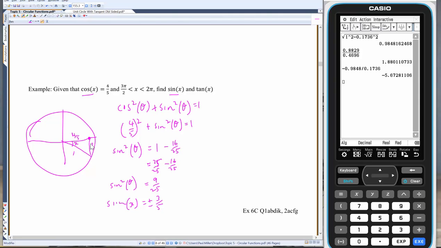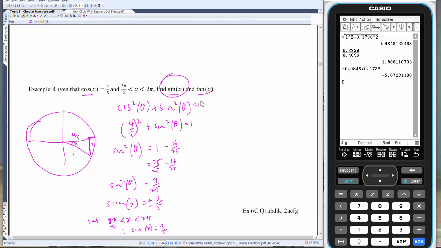Now, which one is it going to be? So we're going to say 3 pi on 2 less than x less than 2 pi. That's where we're looking. Therefore, sine x equals negative 3/5. So it's the negative version that I'm accepting, or I'm vetting out the positive one because of where I am in the unit circle. Okay, so that's sine of x.